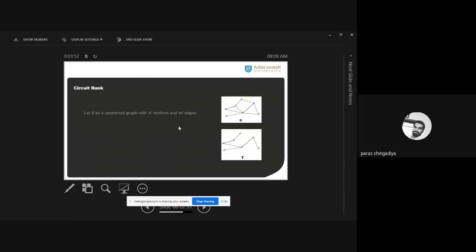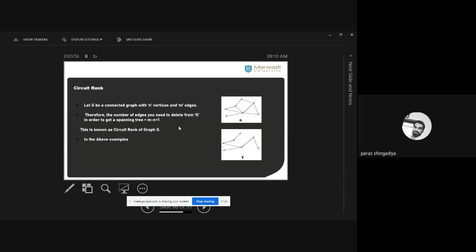And then after that we discussed this formula, that is the circuit rank. By using this, you will get an idea of how many edges you have to delete. That answer reflects how many edges you have to delete to make any given graph a tree. So that formula is known as the circuit rank.